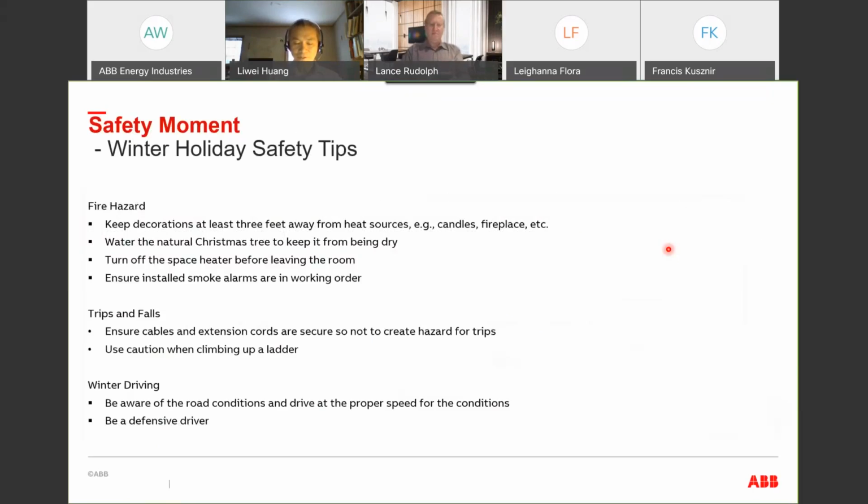For trips and falls, ensure cables and extension cords are securely run so as not to create a hazard for trips, and use caution when climbing up a ladder. For winter driving, for us in the north, be aware of the road conditions and drive at the proper speed for the conditions, and be a defensive driver.